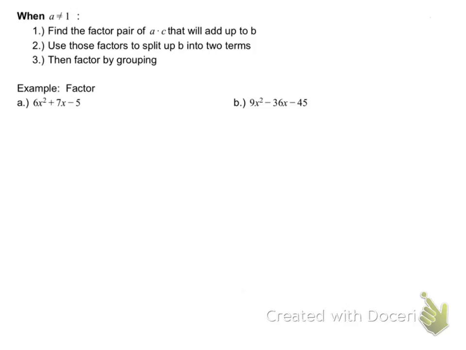So 6x squared plus 7x minus 5. I'm going to ignore the fact that sometimes they're positive or negative right now and just do 6 times 5. 6 times 5 is 30. And I'm just going to find the factor pairs of 30. 1 and 30, 2 and 15, 3 and 10, 5 and 6. Correct? Which one of those pairs could give me a 7? 3 and 10 is the only one. So that's the one I'm using.